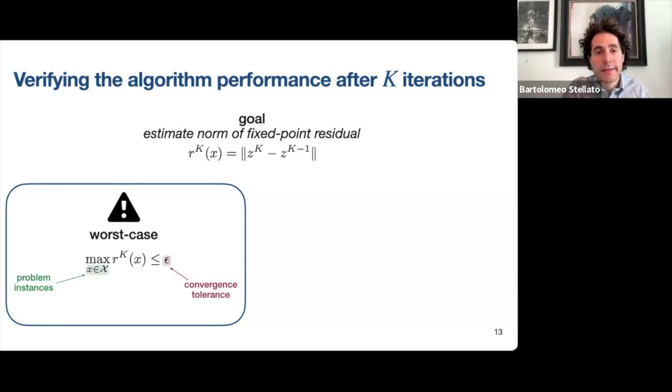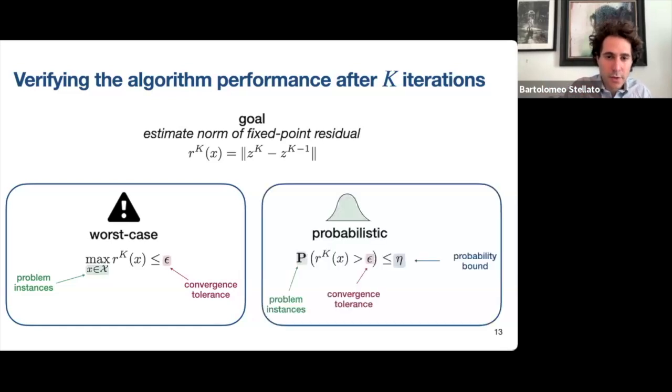Another approach is the probabilistic approach, where you look not at the worst case, but at bounding how often it happens that I violate these conditions. If you have a distribution of instances, you want to bound the probability of failure. This is the probabilistic approach that also has an important meaning if you allow your method to violate the constraints once in a while. So let me look at the worst case approach first.